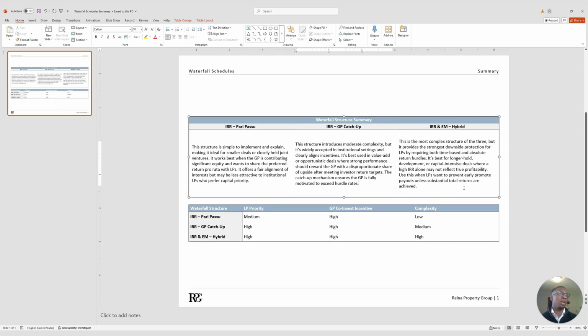And then finally, the IRR and equity multiple hybrid schedule. This is the most complex schedule of the three, but it provides the strongest downside protection for the LPs by requiring both the time-based metric, which is the IRR, and then absolute return hurdles, which is captured by the equity multiple constraint.